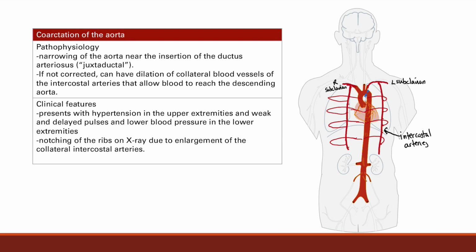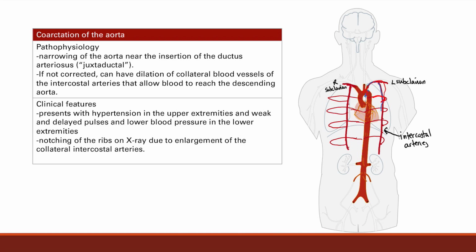But if you have blockage, you're going to have blood go through this subclavian. And subclavian has branches and collaterals. The most important one is going to be these intercostal arteries, as you can see here. And these intercostal arteries are going to meet up with the aorta. So that's how you can get blood to the descending aorta, even when this part is blocked.